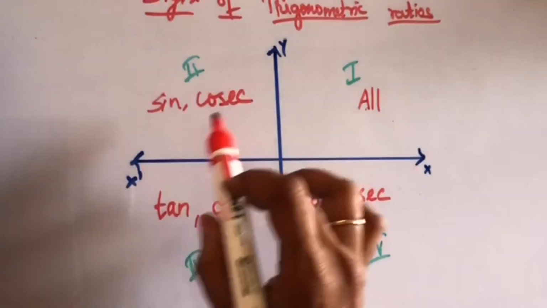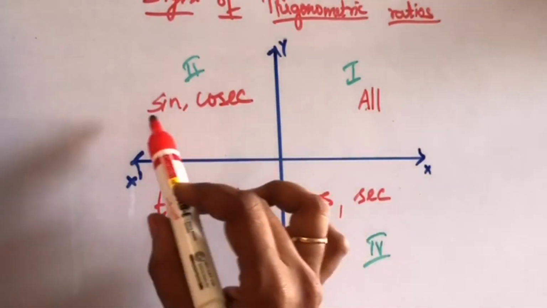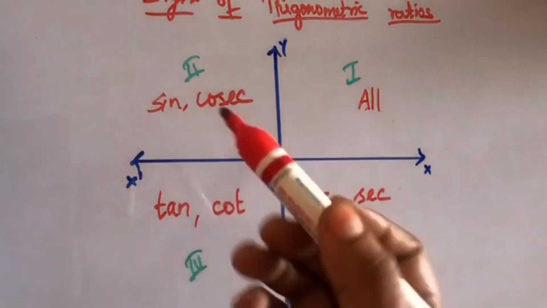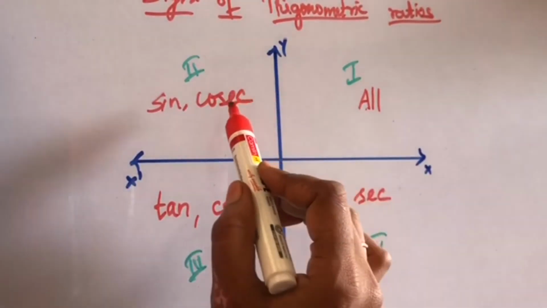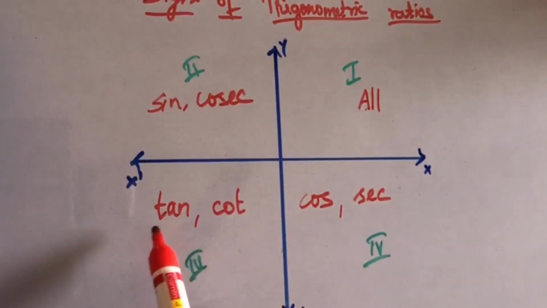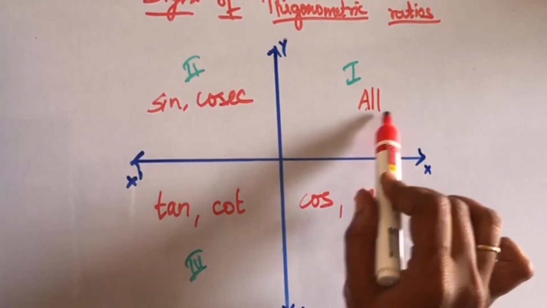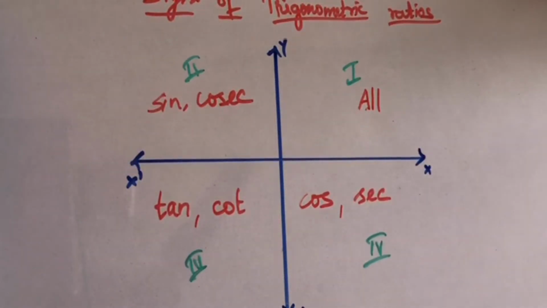So, if sine and cosecant are positive in the second quadrant, all the other trigonometric ratios are negative in the second quadrant. We know there are 6 trigonometric ratios. So, if sine and cosecant are positive, all the other 4 are negative in this quadrant. Similarly, tan and cot are positive in the third quadrant, so the other 4 trigonometric ratios are negative here. Only in the first quadrant, all trigonometric ratios are positive.